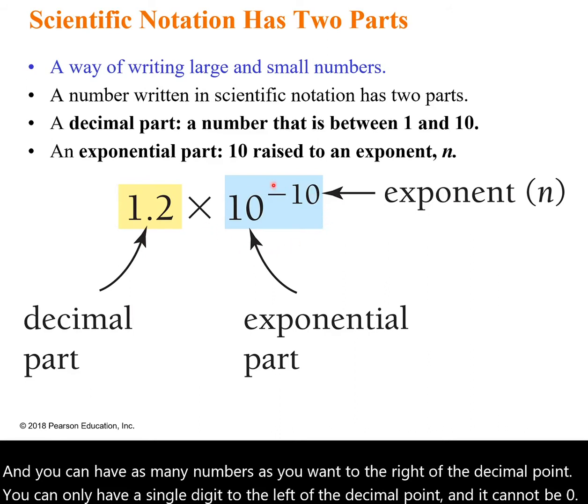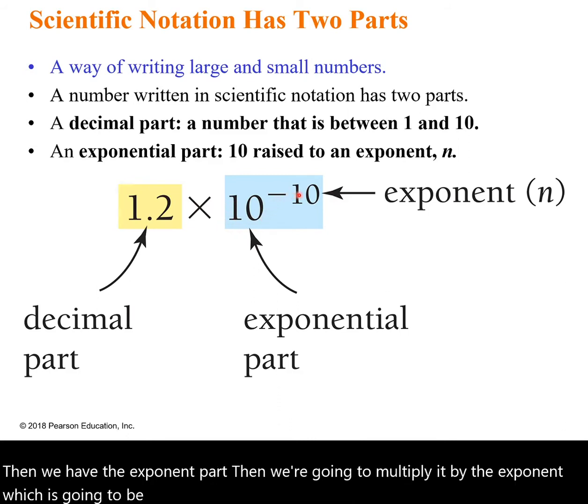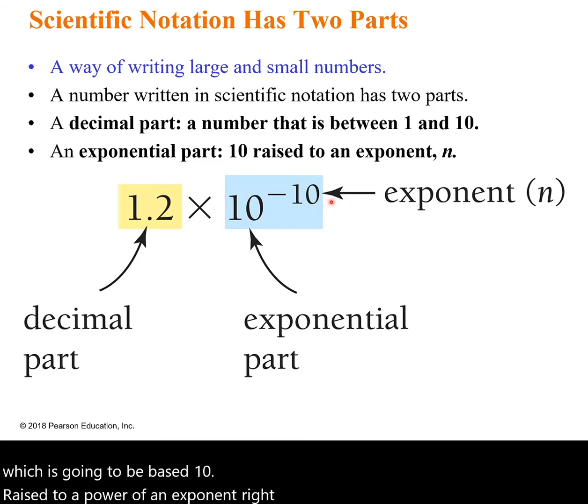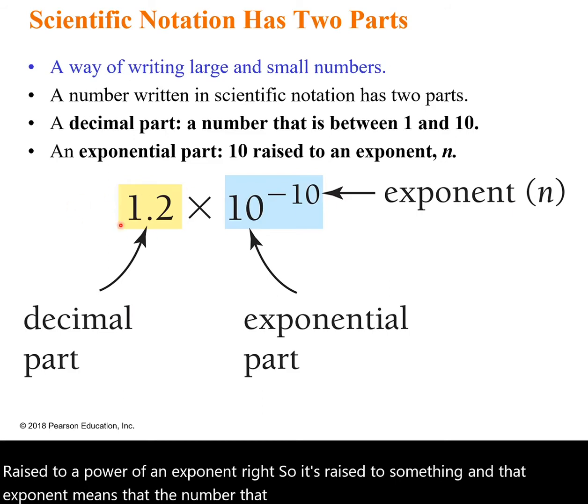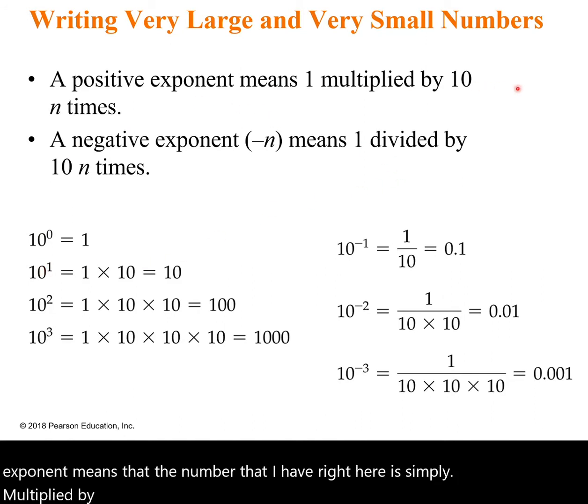Then we have the exponent part. Then we're going to multiply it by the exponent, which is going to be base 10 raised to a power, right? So it's raised to something. And that exponent means that the number that I have right here is simply multiplied by 10 as many times as we need to. All right.